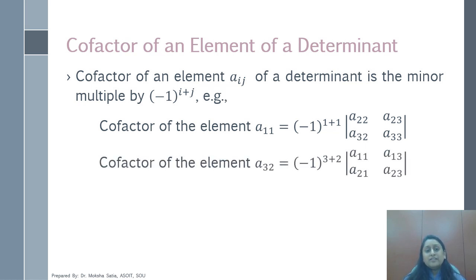Next, the cofactor of the element A32. So I need to find the minor, which is A11, A13, A21, A23, and multiply it with minus 1 raised to 3 plus 2.